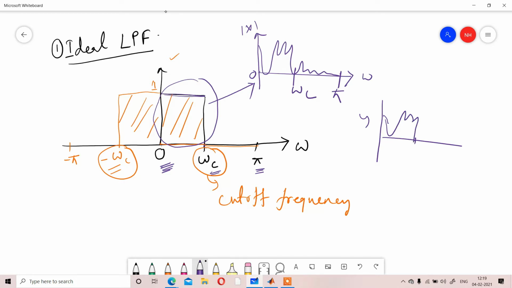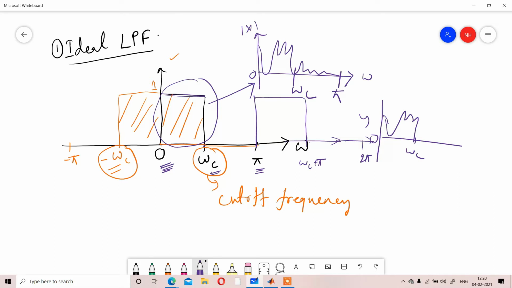Sir, if after pi we plot the graph, will it become 1 again? No, after pi that filter repeats, so it will be 1. From pi to omega c plus pi that will be 1, and from omega c plus pi to 2 pi that will be 0, and that part will continue. And in the negative part also it will continue like that.